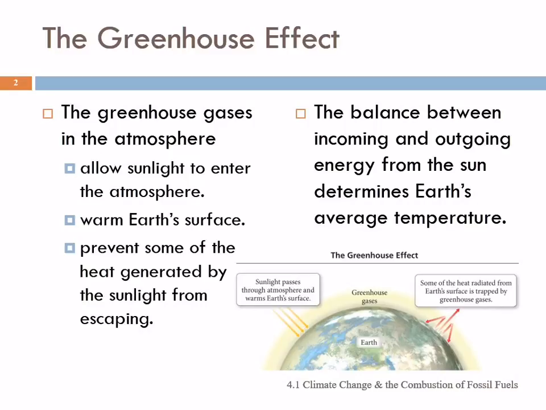But we don't want too many greenhouse gases because then things can get too warm. If we get too few, then it's going to get too cold and we could plunge into another ice age, and that would be no fun. So we've got this balancing of energy in and out from the sun.